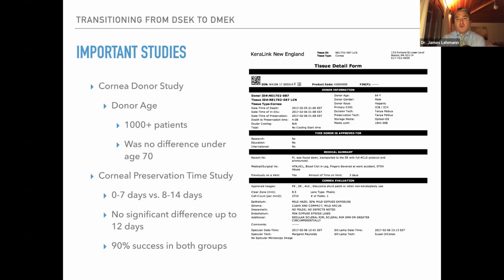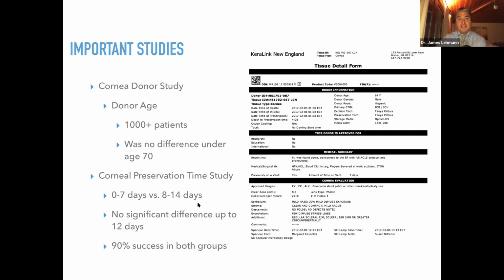Some important studies about corneal tissue. You know, the Cornea Donor Study showed us that you can use older corneas, and more recently, the Corneal Preservation Time Study showed that you can have success with DSEK with any age corneas from 0 to 14 days. And there was no significant difference in the results, the primary graft failure or the 3-year survival rate up to 12 days. So for many of you that live in countries where you import tissue from another place, I know there's always been reluctance to use corneas after 8 days, but I think the data show that up to 12 days, you're not putting yourself at any disadvantage. So I would encourage you to use cornea tissue up to 12 days.